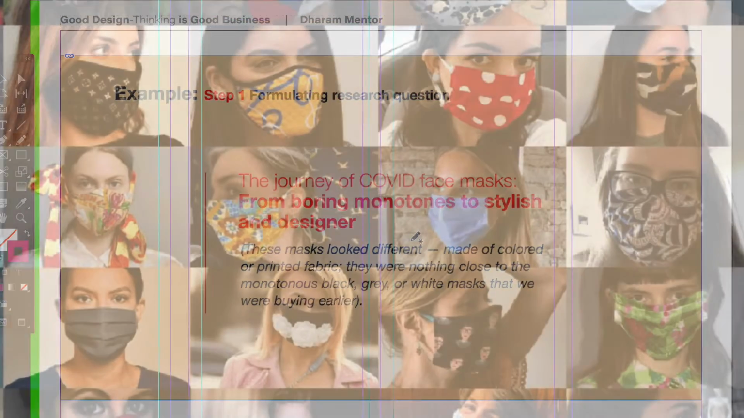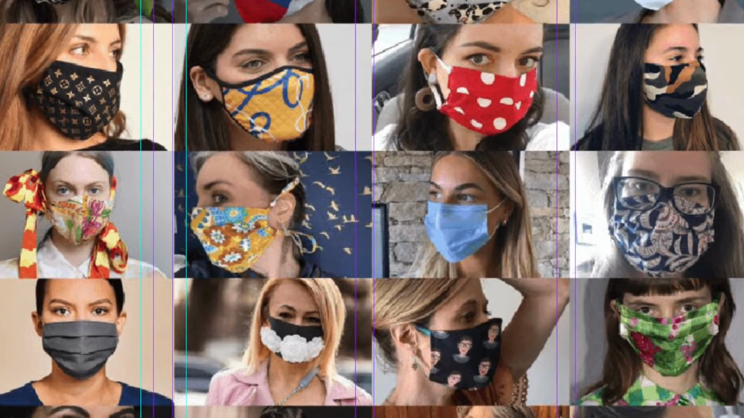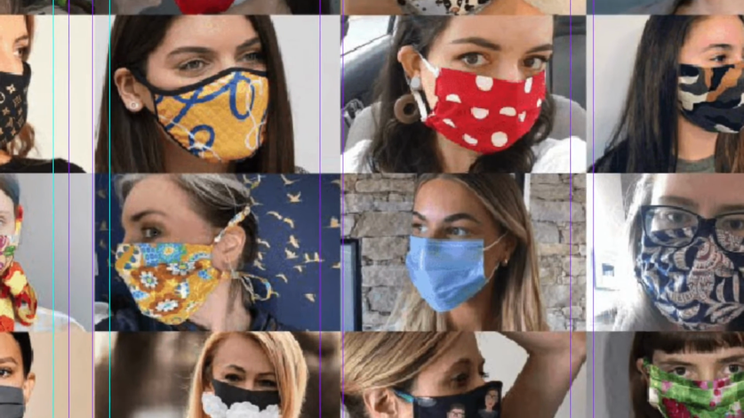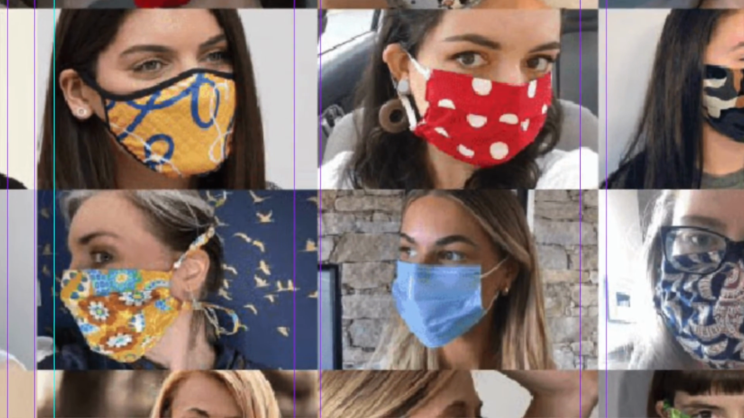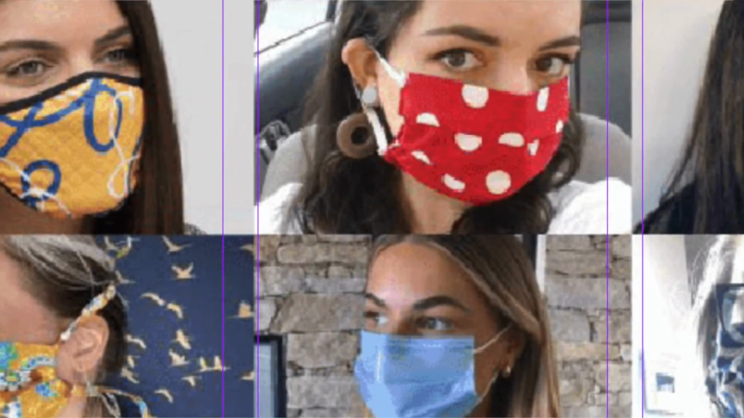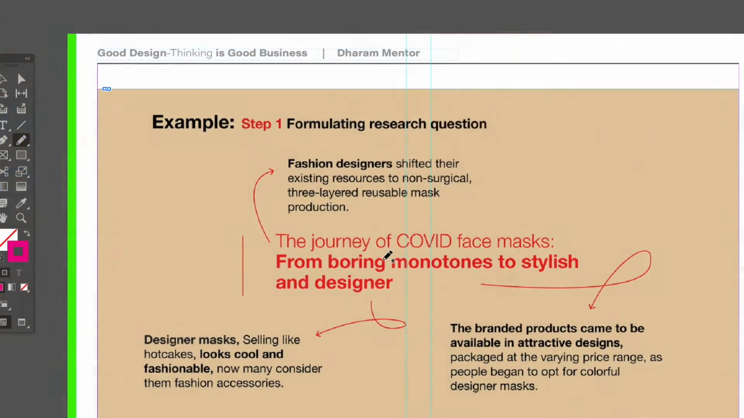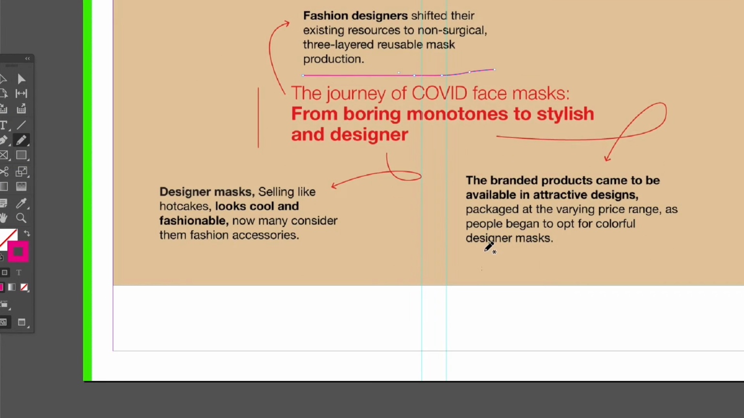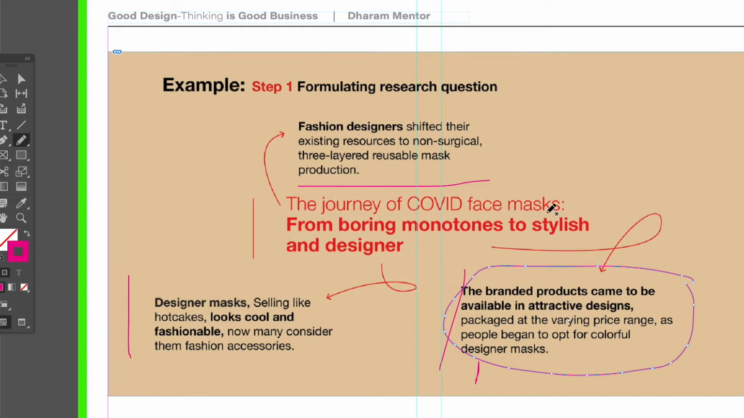Very quickly, I want to share what I did in this exercise, just to demonstrate how visual research works. I kept a simple subject area or field of study, which is a face mask. Initially I did lots of reading. Most of the research was secondary research because it was locked down. I didn't have any opportunity to go out and do real exercises, so I used the internet as a major medium for research.